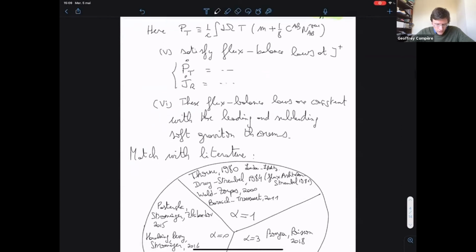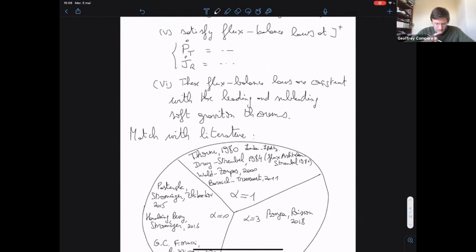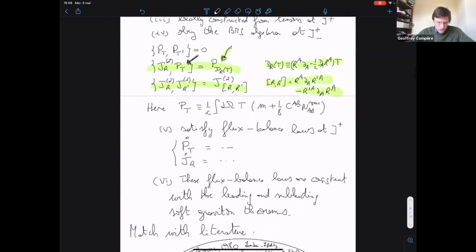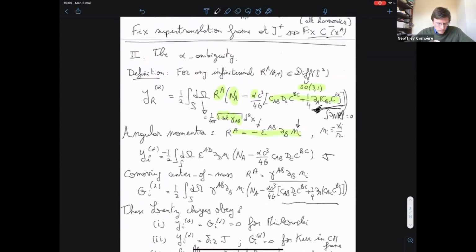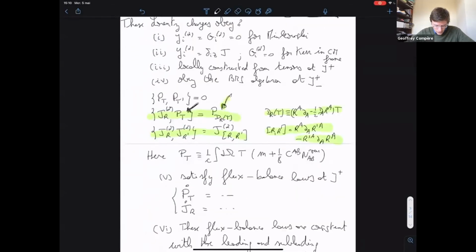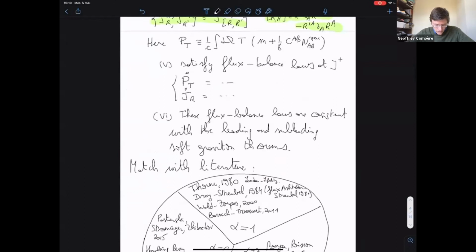And then all these flux balance laws are consistent with the leading and subleading self-gravity theorems, simply because boundary terms that we add to the charges do not matter. Only the total fluxes integrated over stripe plus matter. And actually, this ambiguity does not change the total fluxes, because this ambiguity will vanish for stationary spacetimes. And so it does not change the overall value of the fluxes. So for any value of alpha, one can recover the subleading self-gravity theorems.